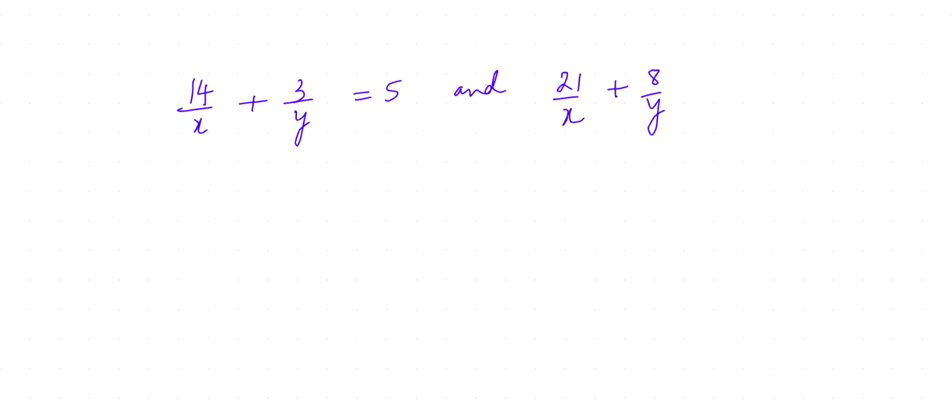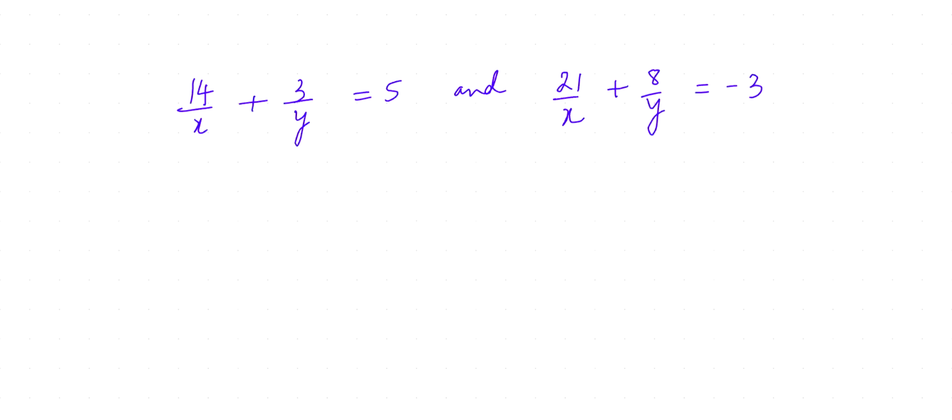Now, going to the next technique, that is for equations which are not in the linear form, but which can be converted into the linear form. So these are problems of this sort. It will be 14 upon x plus 3 upon y is equal to 5, and 21 upon x plus 8 upon y is equal to negative 3.